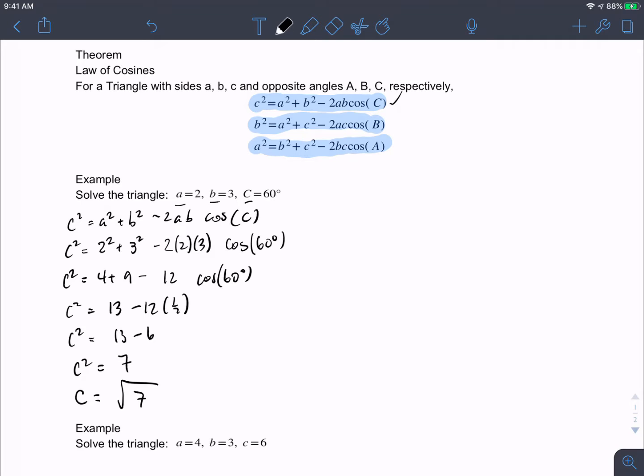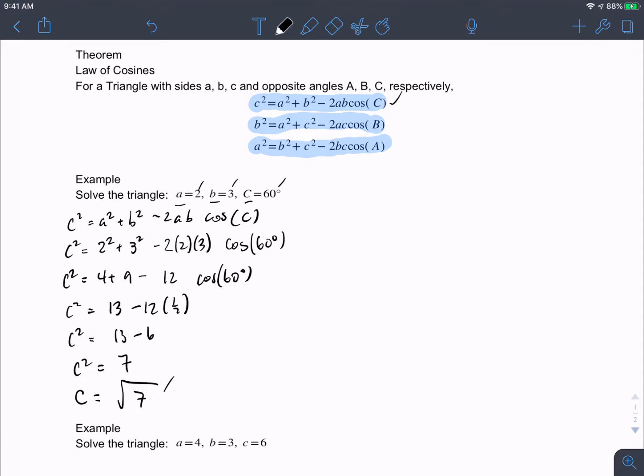Okay. Now the next thing we're going to want to do is find our other angles. We need to find one more angle in order to have all the information. We have the three sides, we have our A, we have our B, now we have our C, and we have one angle, but we need at least a second one. And so let's find angle A.